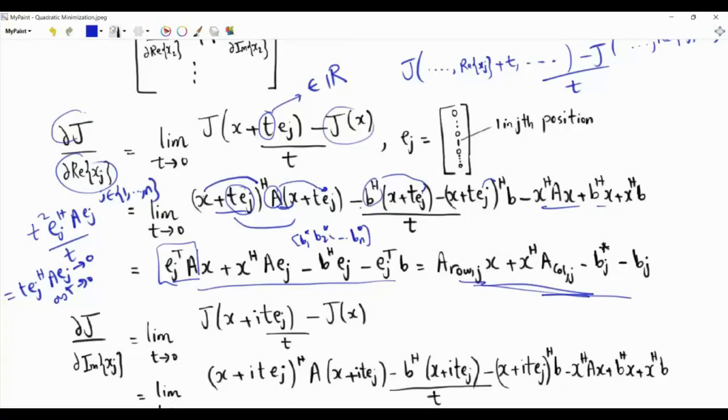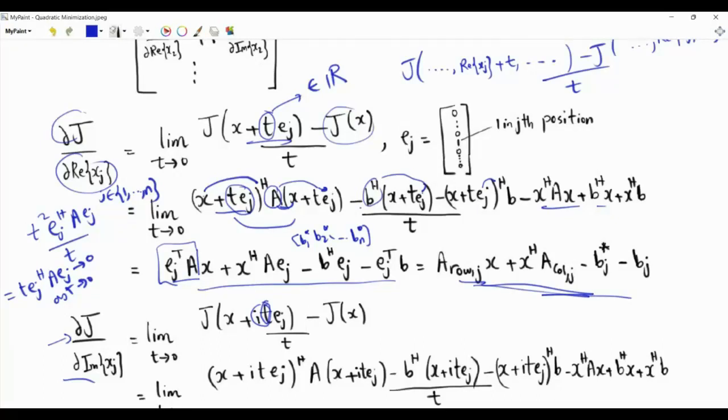Now, again, if we think about the optimization problem in terms of real valued variables, then actually we have 2n real variables, the real parts and the imaginary parts. So we also need to take the partial derivative with respect to the imaginary part of x sub j. And in this case, what we will do is the same thing as here, but we will use it. And so t is our old friend.